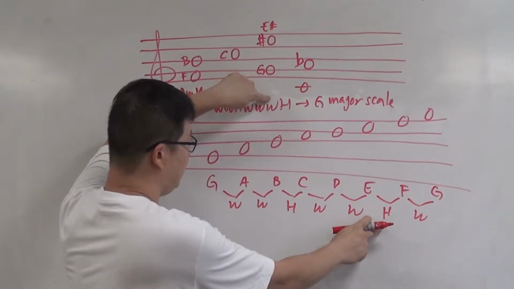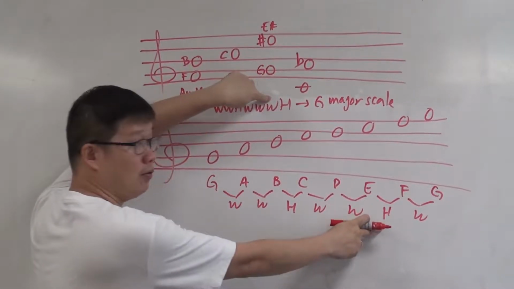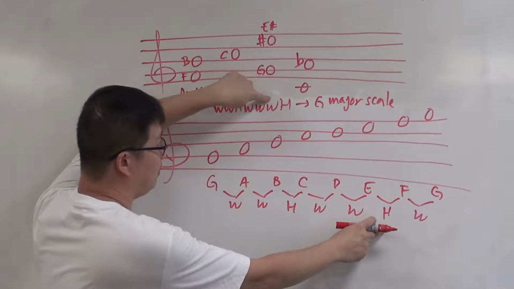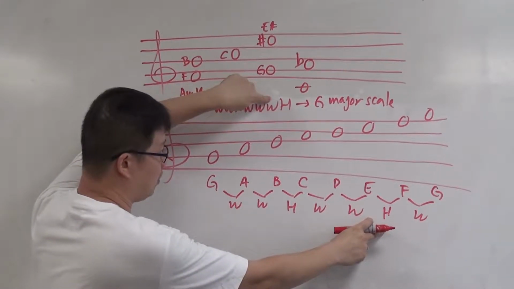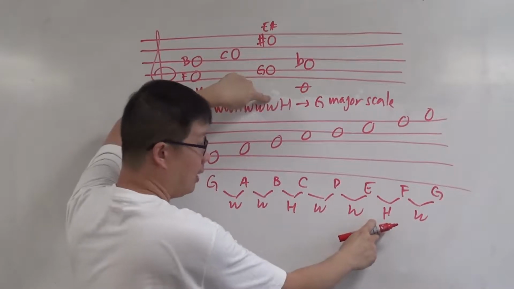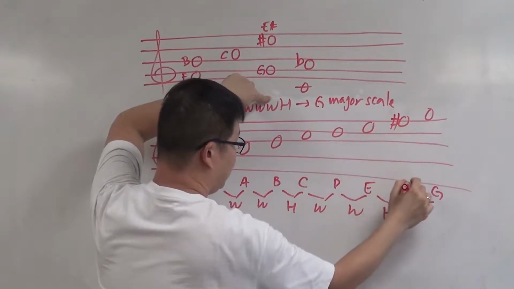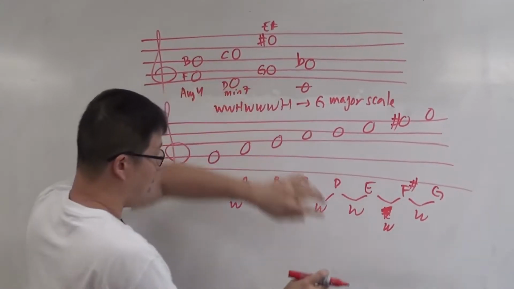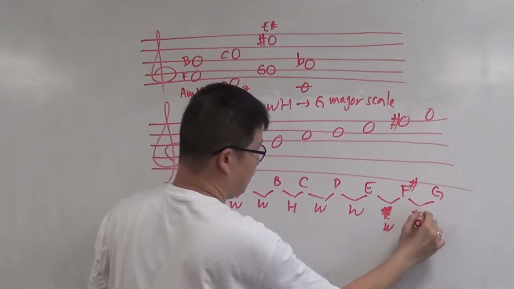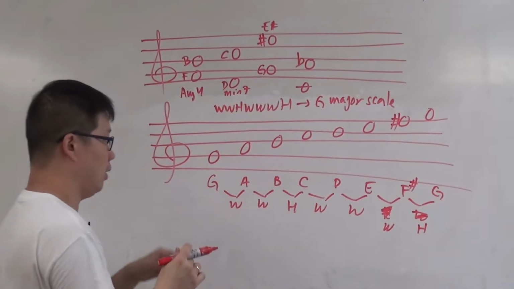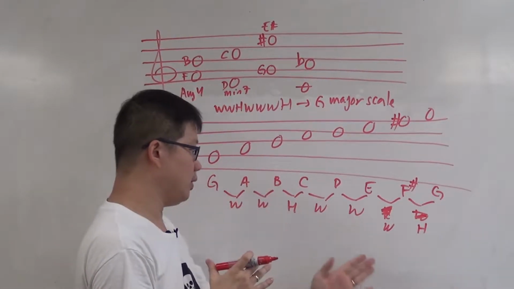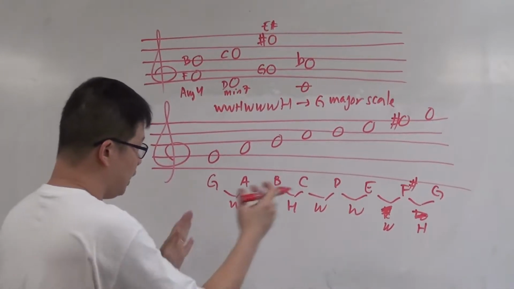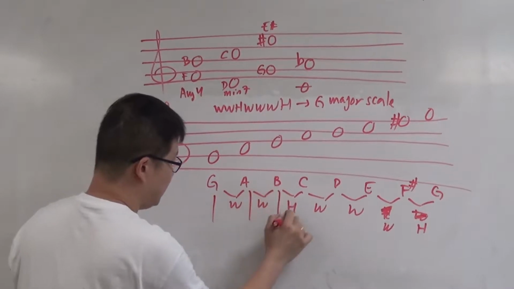E to F is half. However, the formula says it should be W. So how can we make this half become whole? We have to sharp. Which note should we sharp? The F, the second note. I put a sharp here, and this is no longer half, it becomes W, and F sharp to G is no longer W, it becomes half. Now once you finish the major scale, you ensure the major scale notes are correct. The next thing is you will put the intervals. Same thing, it's just a repetition.